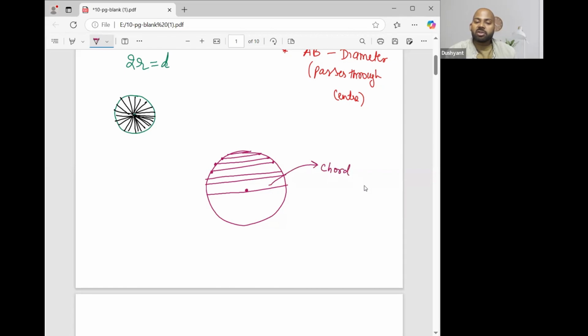And we have a special name for it. That's my longest chord, and the longest chord is also known as the diameter, which is equal to 2 times R. Clear? So whenever they ask you to name the longest chord, the longest chord is also known as the diameter. Clear?